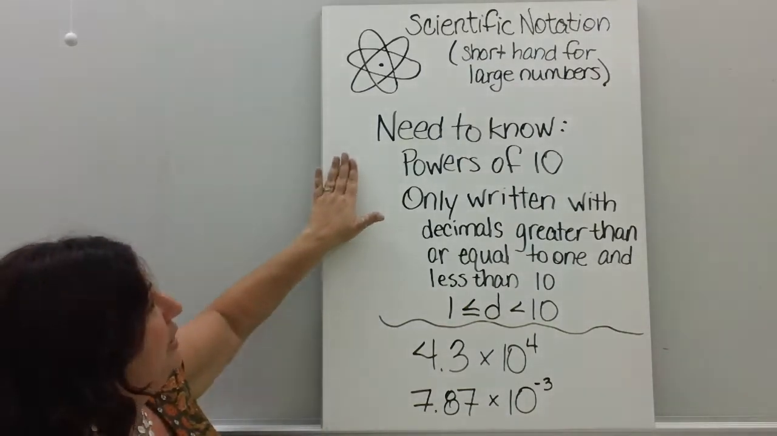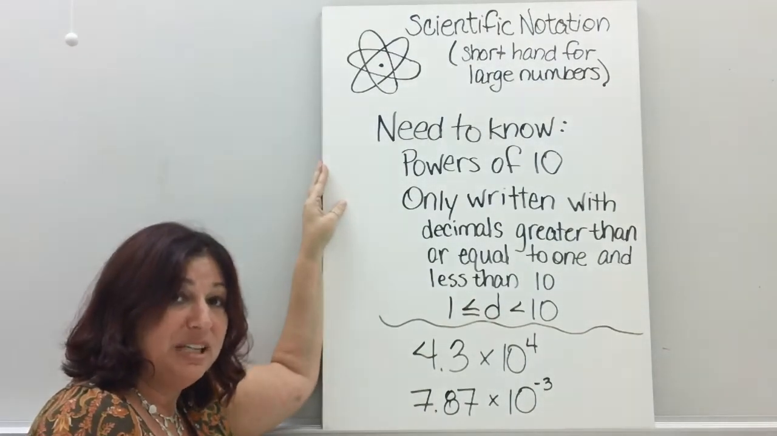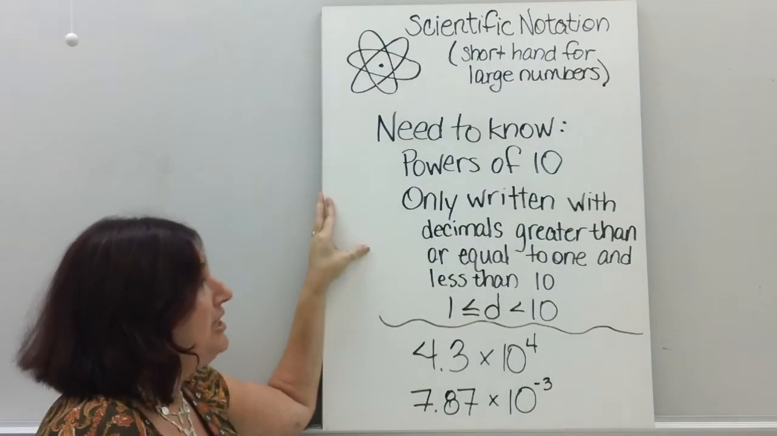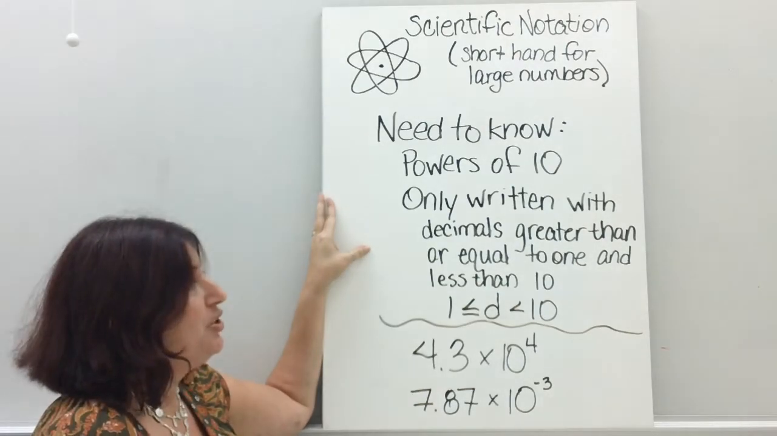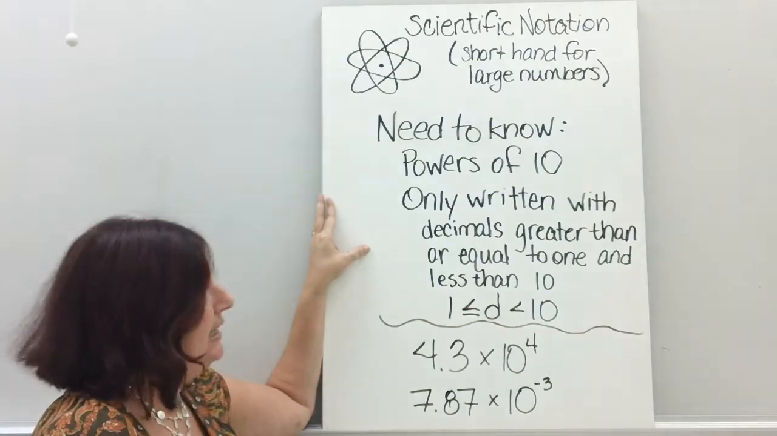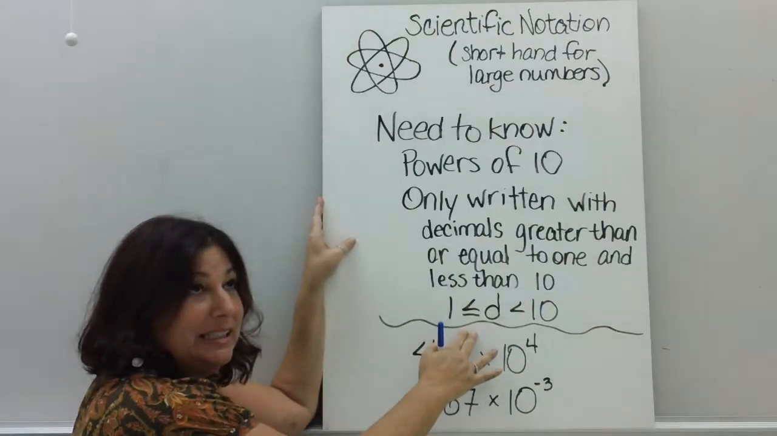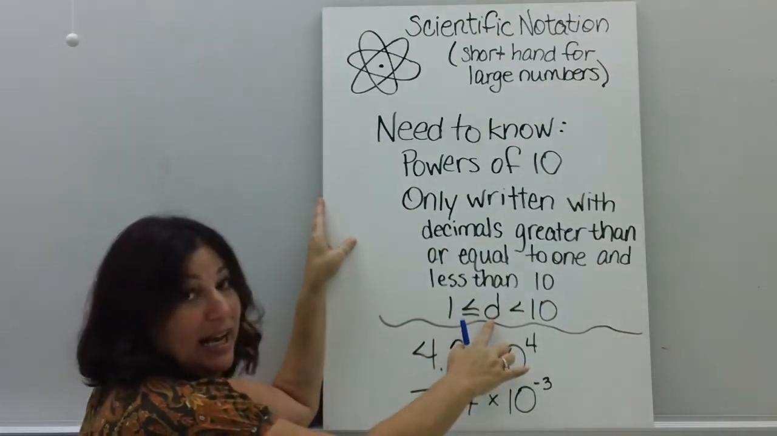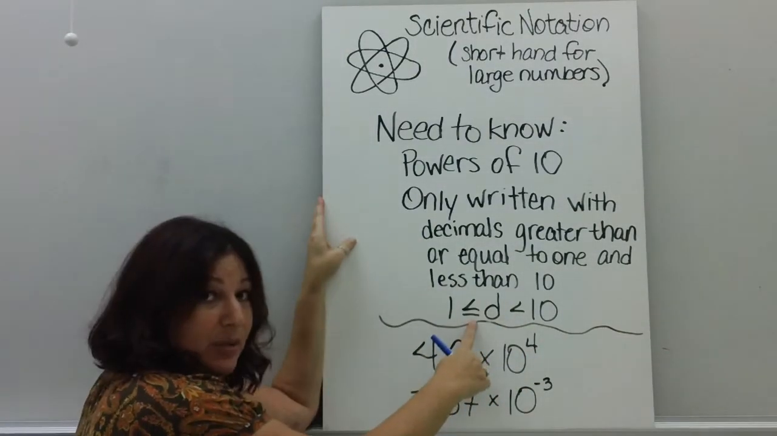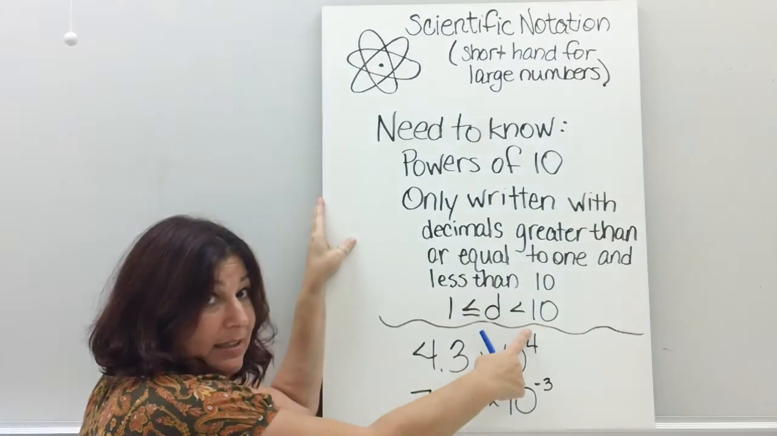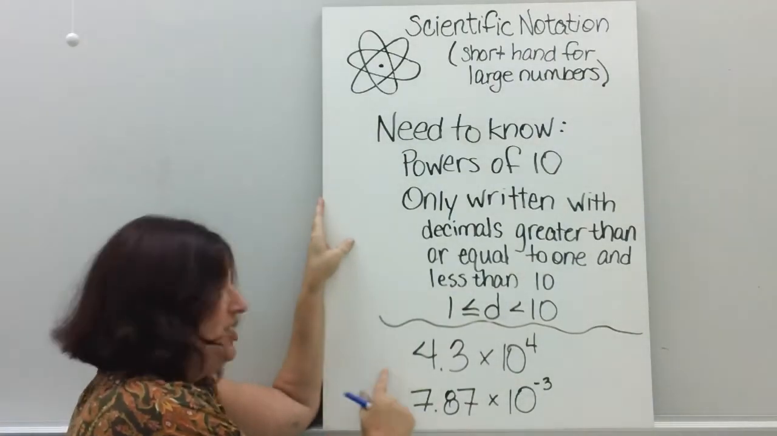Okay, so in order to do this, you need to be aware of the powers of 10, and we've gone over the powers of 10, and I'm going to review it for you in a second. You also need to know that scientific notation is only written with decimals that are greater or equal to 1 and less than 10. So, for my mathematically adept friends, the decimal has to be in between 1 and 10. It can be equal to 1, but it has to be less than 10. So basically single digits.